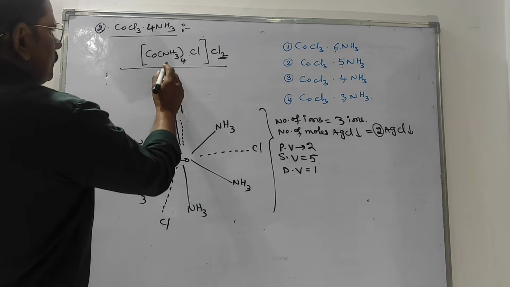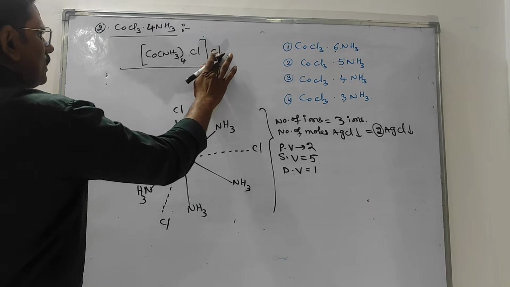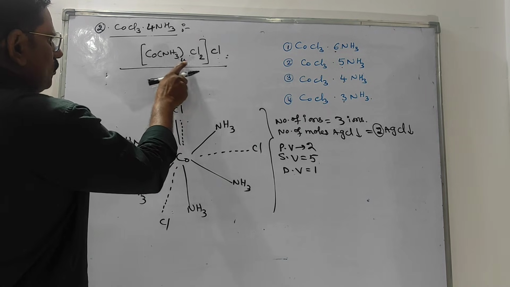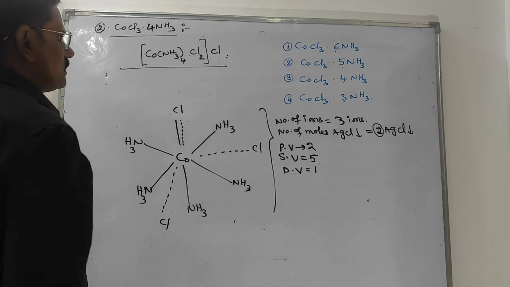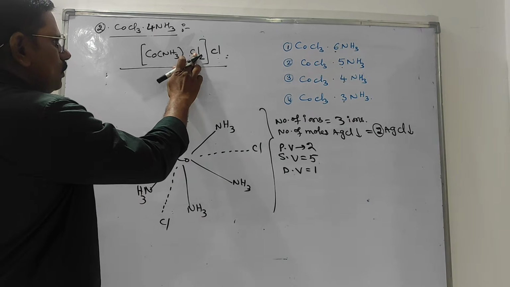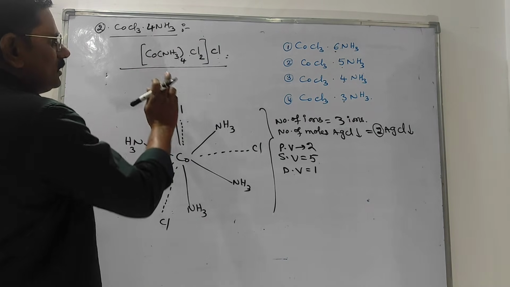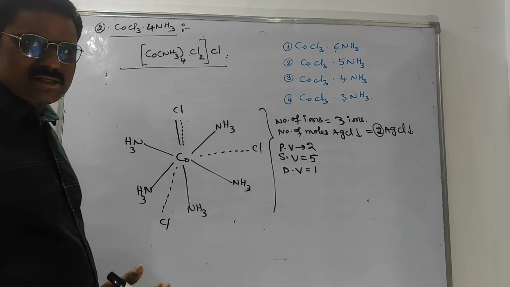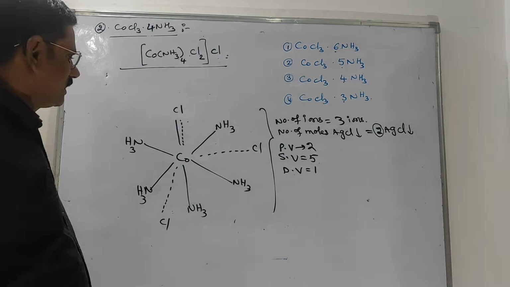In order to satisfy 6 coordination number, another chlorine comes here, [Co(NH3)4Cl2]Cl. What is the IUPAC nomenclature for this? Tetraamminedichloridocobalt(III) chloride. We will discuss the nomenclature in the next class.